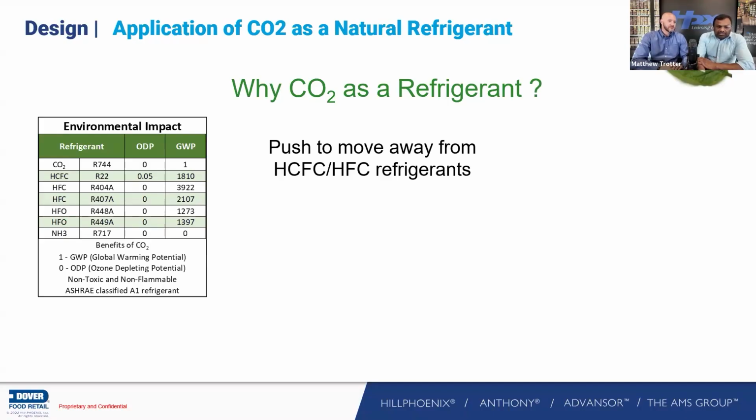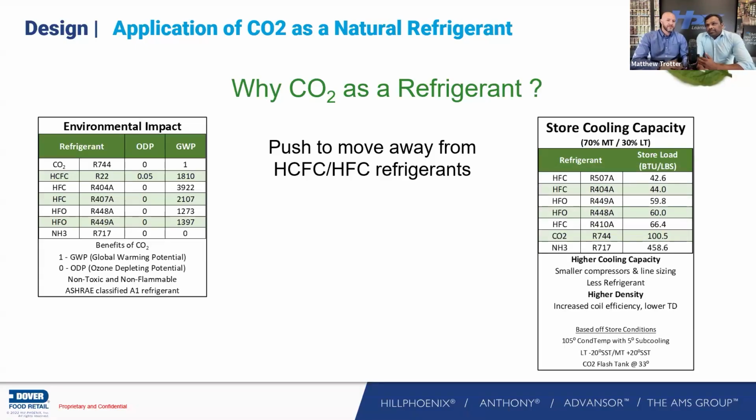The other HFC refrigerants' GWP starts from 1800 and goes all the way to 3000 to 4000, but CO2 is 1. It is natural. We breathe in oxygen and breathe out CO2. CO2 is available in the environment, and trees breathe in CO2 and breathe out oxygen. So it's a natural refrigerant. It's non-toxic and it's classified as an A1 refrigerant by ASHRAE.